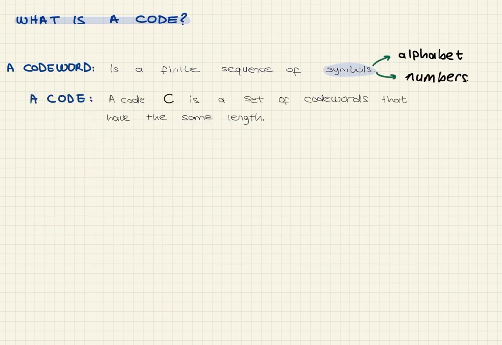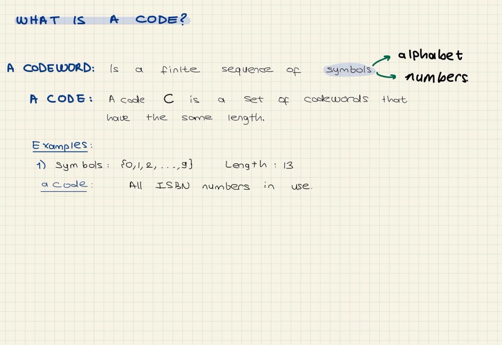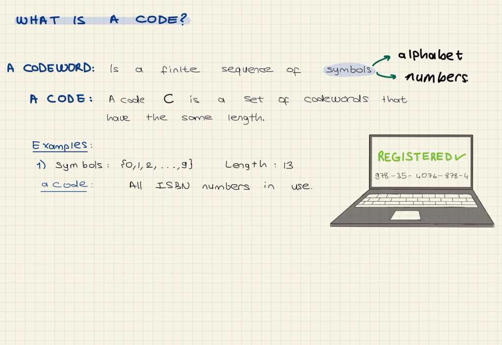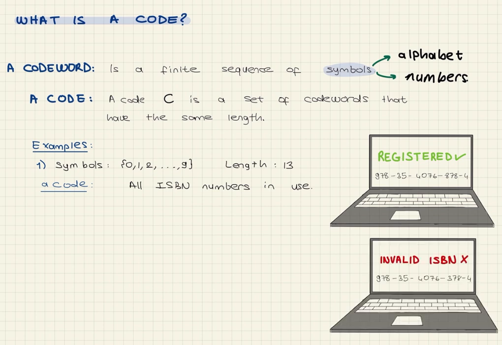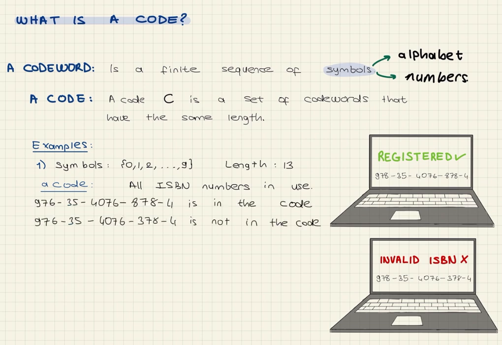Our second notion is a code. A code C is a set of code words that have the same length. Let's move into the examples. For the symbols 0, 1, 2, up to 9, and for the length 13, all ISBN numbers in use form a code. Now recall that the number on the right was valid, and indeed it belongs to our book. But when Marta changed the 10th digit to 3, the number was rejected by the system, as it is not an ISBN number. So the number above is in this code, and the one below is not.